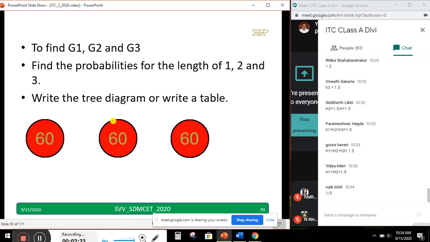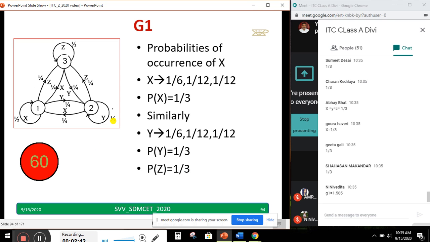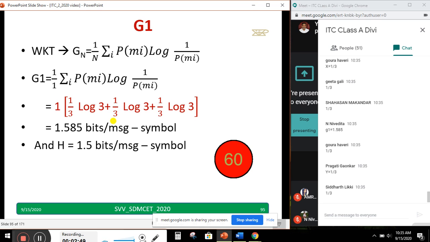Naik, 1 by 3, he is typing. Very good. G1, very good. Jay Surya, 1.585. Shivani, 1 by 3. Very good. Now, probability of X equal to 1 by 3. Majority has, okay, very good. Probability of Y equal to 1 by 3. Probability of Z equal to 1 by 3. G1 is 1.585, Nivedita. Okay, so G1 is correct. What the majority are telling, 1.585 bits per message symbol I got. And H equal to 1.5 I got.